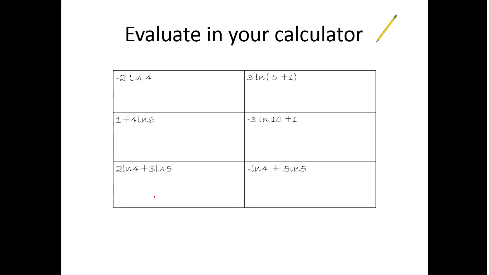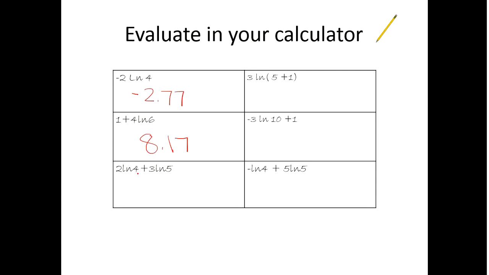Now, what about evaluating in your calculator? Let's plug some stuff in. So negative 2 times ln of 4. All you guys are doing is typing negative 2 times ln 4. Enter. That's all you're typing into your calculator. These are total calculator problems. So you should get negative 2.77. Double check, make sure you're getting the same numbers as me. 1 plus 4 ln of 6, that is 8.17. All you're doing is just typing straight into your calculator, guys, just straight in.